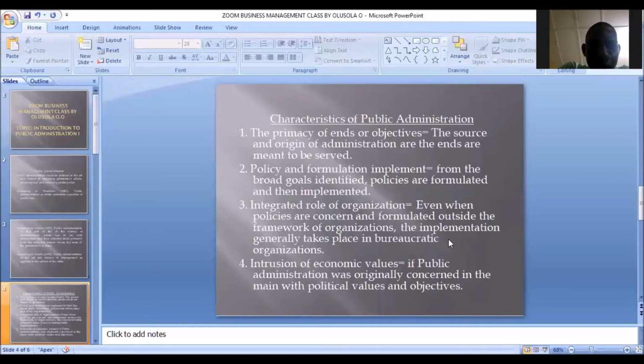Then the second thing is policy and policy formulation. It is the duty of public administration to formulate policy. Another word for policy is what we refer to as program. So policy is synonymous with program. And when we talk of program, that is what we identify as goals. This formulation and implementation of policy is done by the civil servants that work for the government or that work for the state.